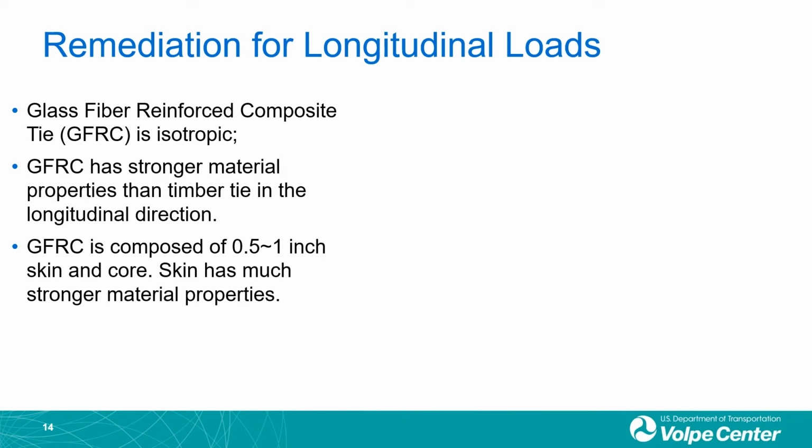Here we're talking about the glass fiber reinforced composite tie. Unlike timber tie, this tie is isotropic, so the lateral and longitudinal directions have the same material properties. This tie is composed of a 0.5 to 1 inch skin, and inside the skin is core. The skin provides a much higher modulus of elasticity, MOE, and the strength is higher than the core. Compared to the timber tie, the material properties of this composite tie are stronger in the longitudinal direction.